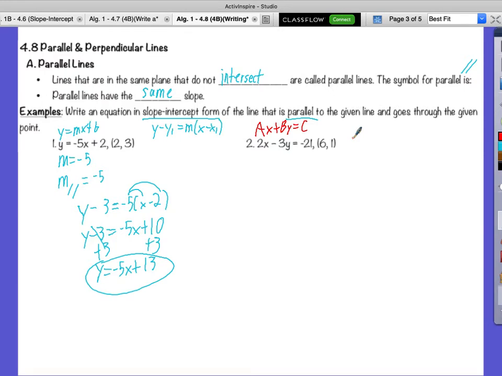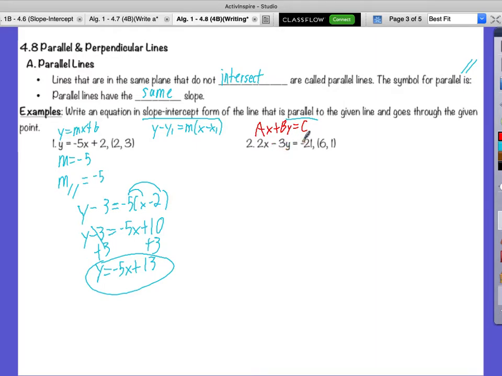Yeah, it's 2? No. That's not m, is it, though? Our slope's always m, okay? How could we find our slope? Reverse it. Okay, try and get it into what form? Slope-intercept form. Slope-intercept form is what variable by itself? y. So you can try and get y by itself.